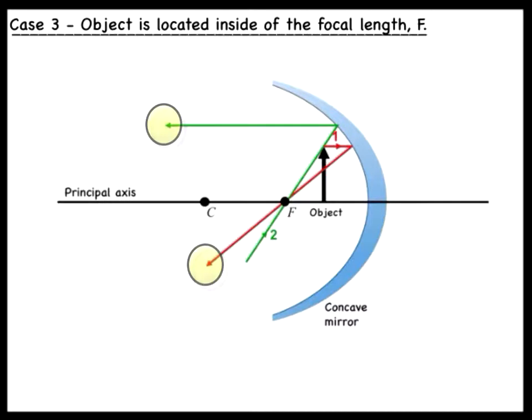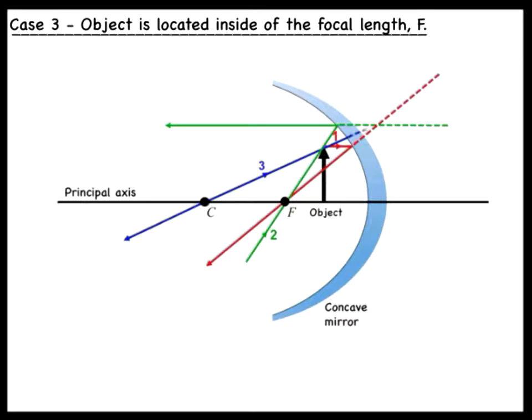Notice that the reflected rays 1 and 2 do not intersect, as they did in the two previous cases. Finally, we consider ray 3, which comes from the object, directed along a line as if it came from the center of curvature. Upon reflection, it travels straight back out along the same path. Now we can see that all three reflected rays do not intersect, but rather diverge after reflection. However, if we now extrapolate the reflected rays back behind the mirror, we see that they appear to emerge from a common point. This locates the top of the image.